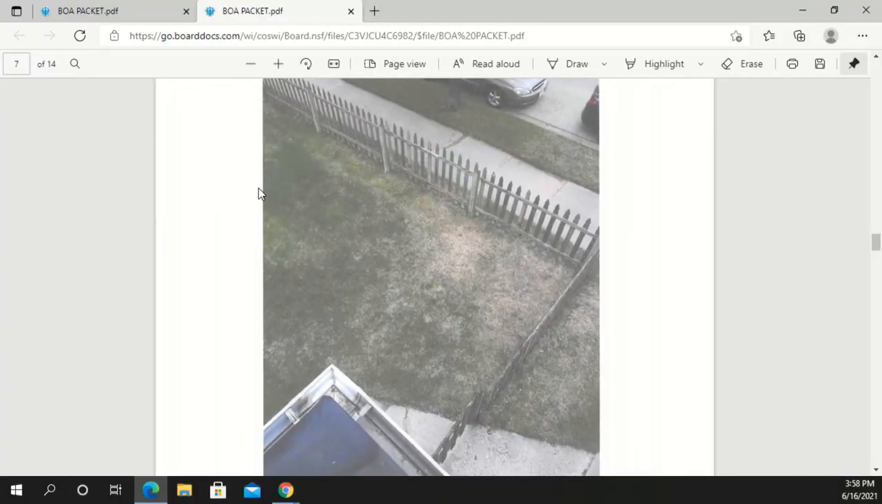Oh, okay. It's a side yard. You have to press the button, please. Right now, you just want to replace it with a 6 foot fence? Yes, that's all I want to do. But it's on the side yard.